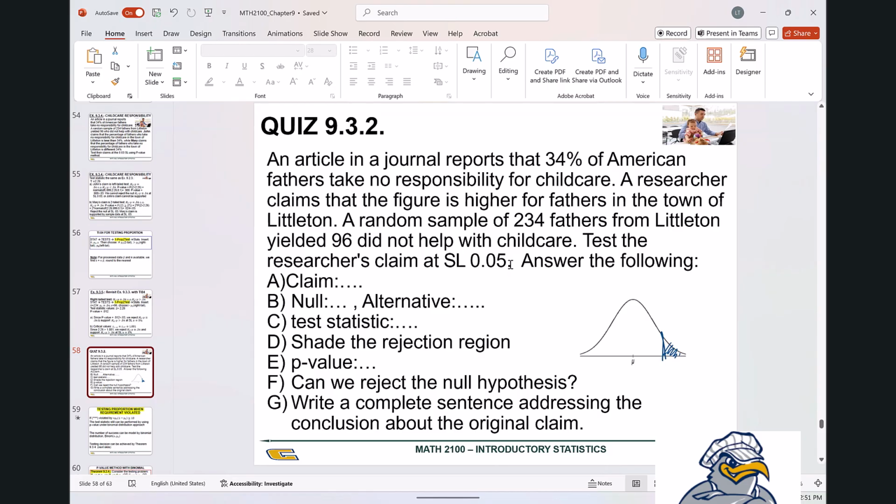You can also write maybe, based on the sample data, there is enough evidence to support the claim that the proportion of fathers at Littleton who do not take responsibility for child care is higher than 34% at a significance level of 5%, right? So it's very important when you make a conclusion. There are two things people look at: whether you reject the H naught or not, right? You can support your claim or not, and at what significance level, right?